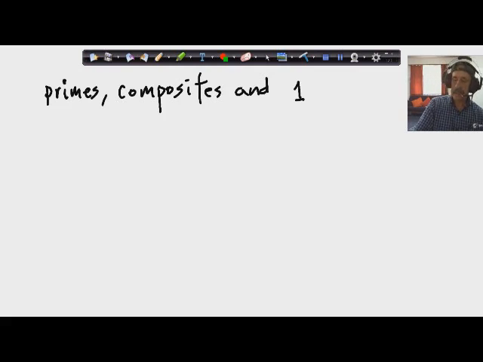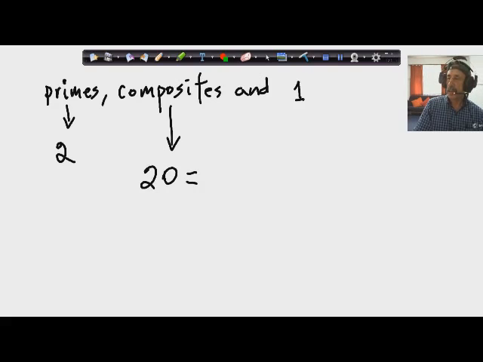Let's recall that the set of positive integers can be divided in three classes: primes, composites, and number one, which isn't considered either prime or composite. Prime numbers are those numbers that have only two divisors, which are 1 and the number itself. Composite numbers are those that have more than two divisors, as for example 20, which is a composite number.